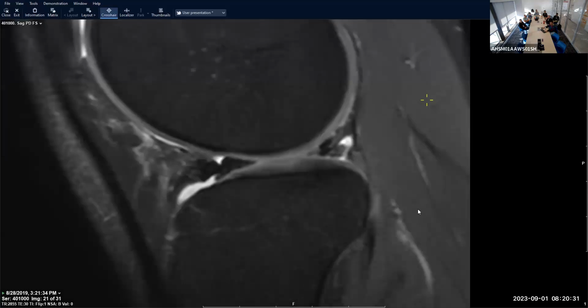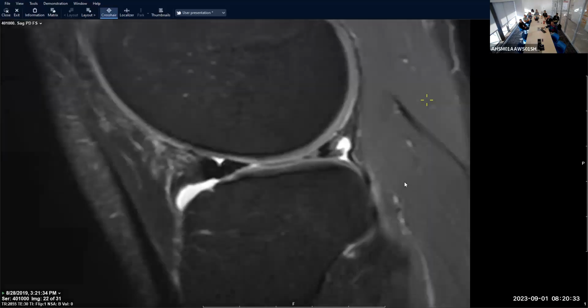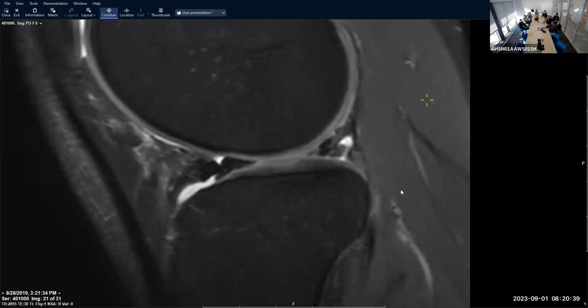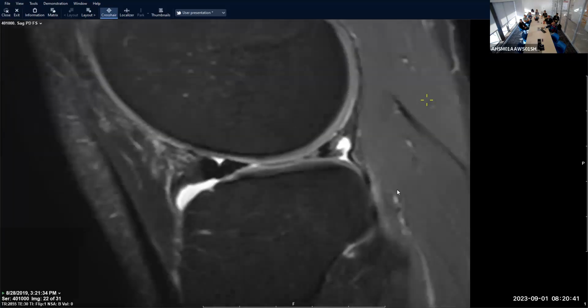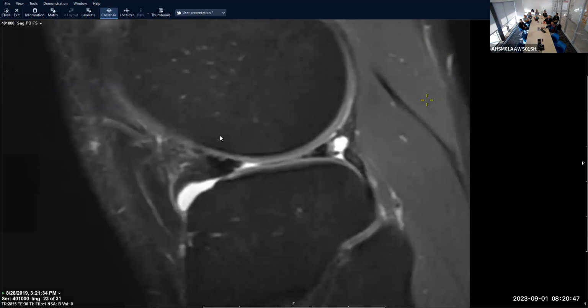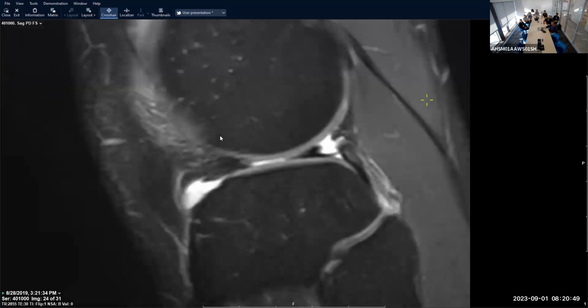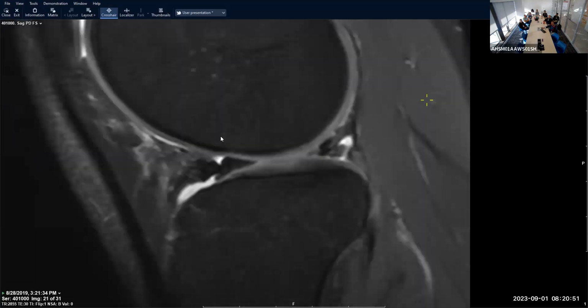Let me give you a clue. Meniscal. Yeah, meniscal tear. Any particular tear morphology that you can think of? We have horizontal tears, radial tears, vertical longitudinal tears. We'll just go with those three basic criteria. Yeah, it's a bucket. So this is a vertical longitudinal bucket handle tear.